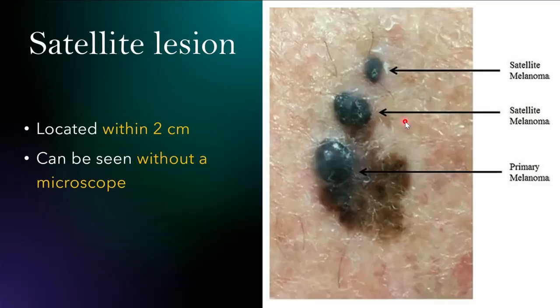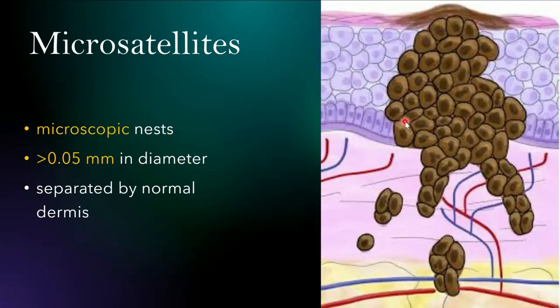What is a satellite lesion? We said in-transit metastasis is located more than 2 centimeters away from the primary lesion. A satellite lesion is located within 2 centimeters of the lesion, but we should be able to see it with the naked eye, without a microscope. And then what type of lesion is seen with a microscope? That is the microsatellite lesion. It cannot be seen with the naked eye.